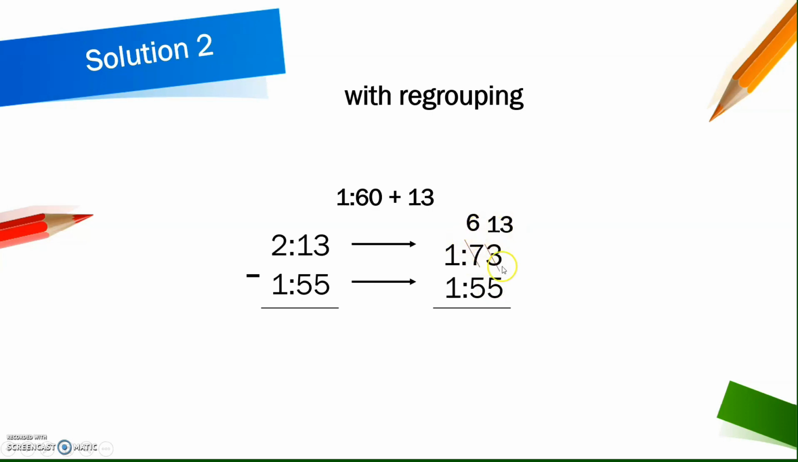Ayan. So, 13 minus 5 is 8, and 6 minus 5 is 1, and then 1 minus 1 equals 0. So, the elapsed time is 18 minutes.